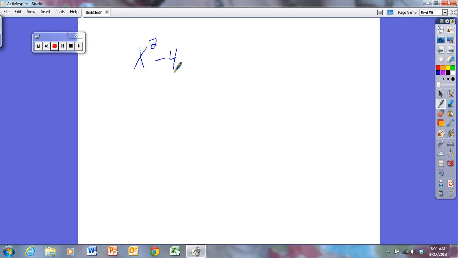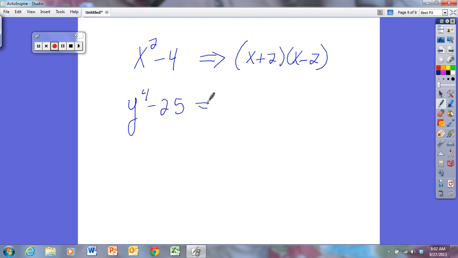So for instance, if I want to factor x squared minus 4, these are both perfect squares and it's a minus sign. So I can factor it into x plus 2, x minus 2. It's just the opposite sign with the square roots. Let's try another one. y to the 4th minus 25. y to the 4th is y squared times y squared.